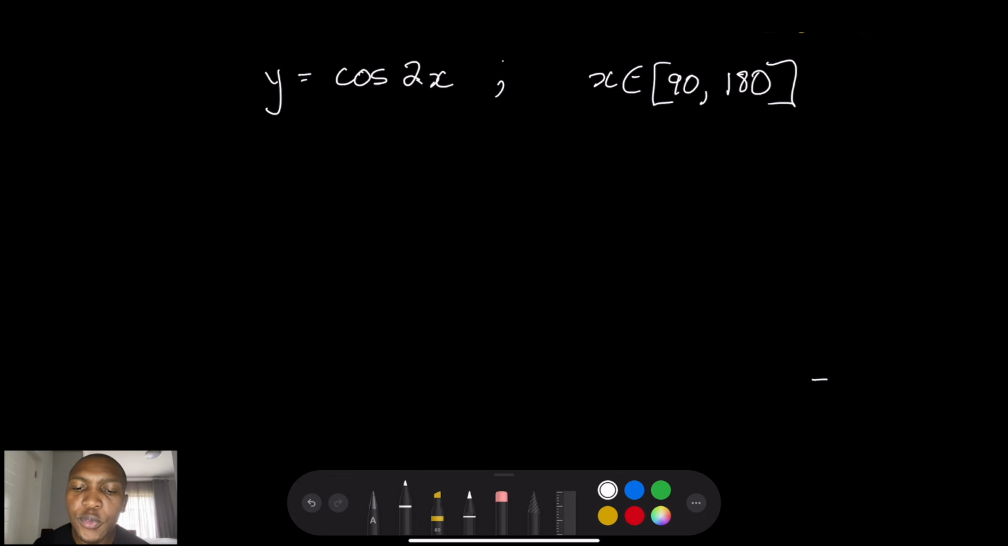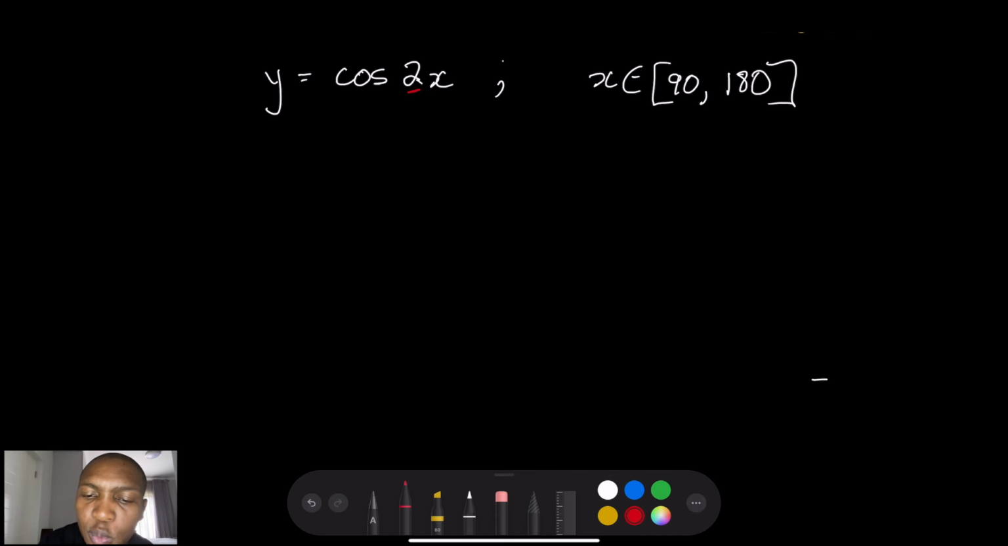All right, so what have we done here? And by the way, we are taking it within the restrictions: x is an element of 90 and 180. So what have we done here? We've changed the frequency of our graph. Remember what the frequency stands for.